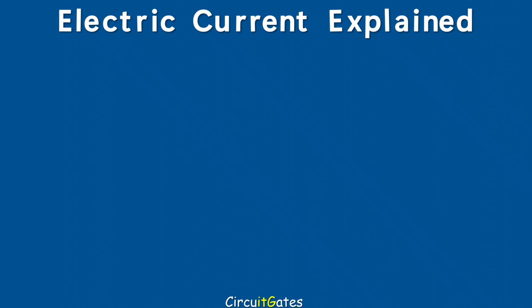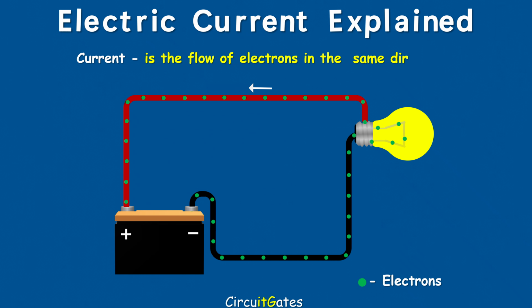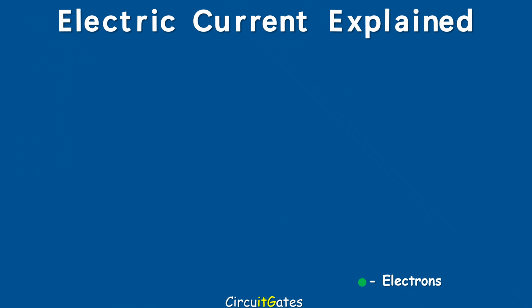Hi guys, in this video I want to look at what is current. Current is the flow of electrons in the same direction in a closed circuit. When electrons are randomly moving in different directions, there is no current. When electrons flow, they follow a path called a circuit. A circuit can be either open or closed, but for electrons to flow, the circuit must be closed.